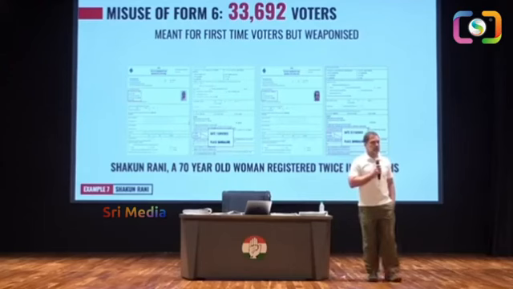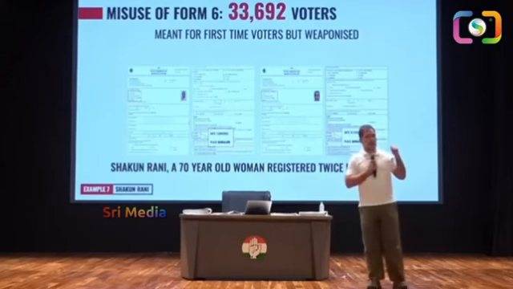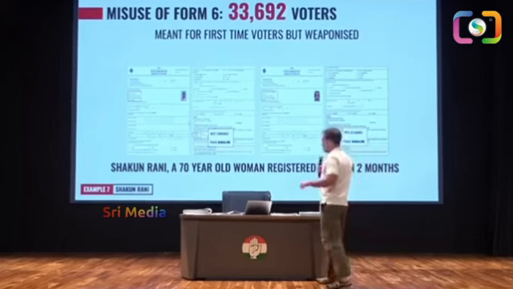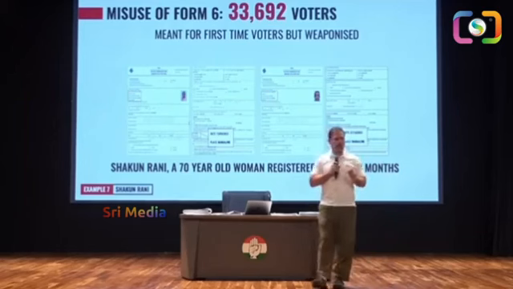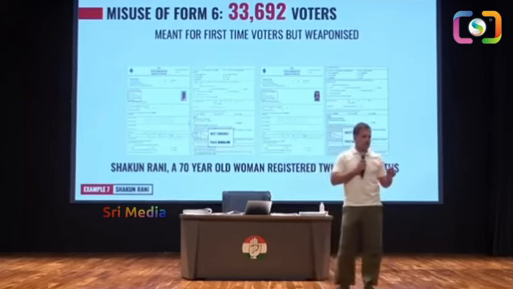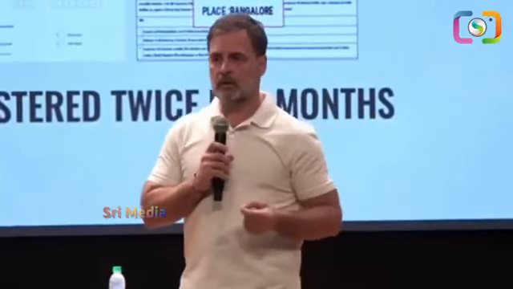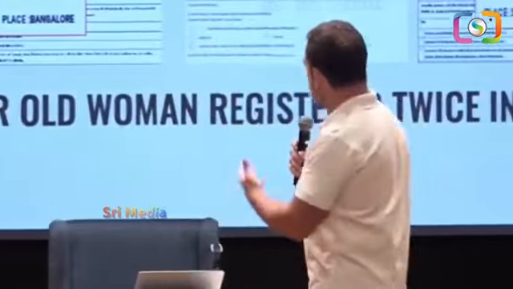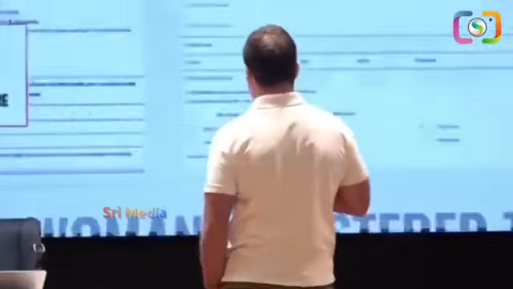33,692 voters are registered here. This basically is Form 6: anybody who wants to vote for the first time can use this. You get into the Form 6, and then your name goes into the voter list. There's a lady called Shakun Rani, 70-year-old.